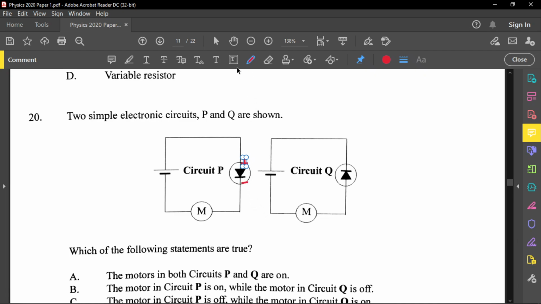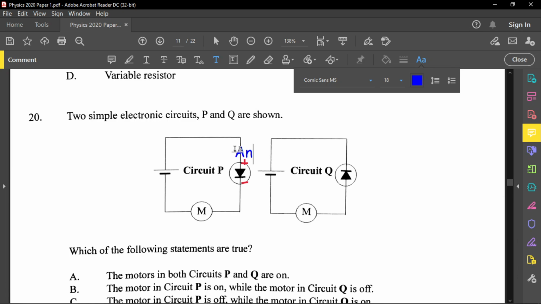Now, once I point it out, there's something else I want to make reference to. The positive part is called the anode, okay? So this is called the anode, all right? And then the negative part is called the cathode. So this is the cathode, okay? So look, we established that. All right, so once we establish that, let's now figure out what is happening here.